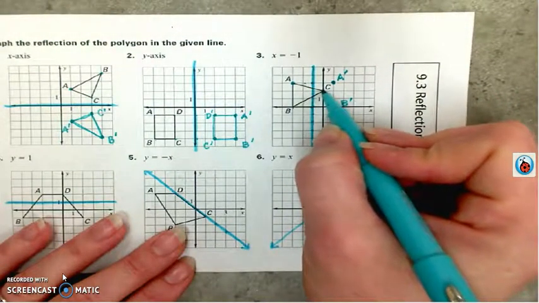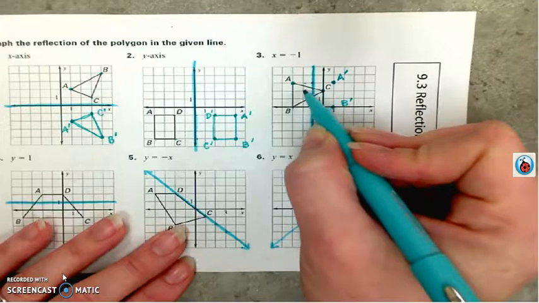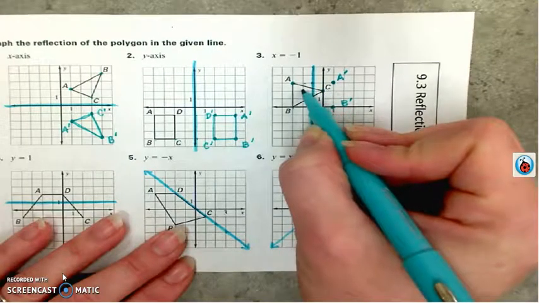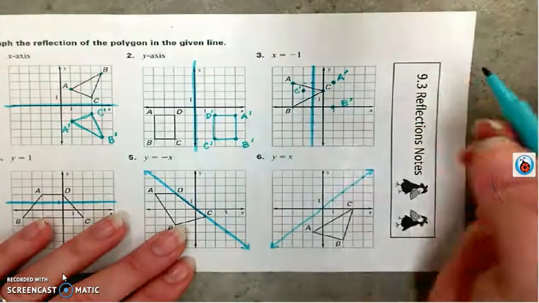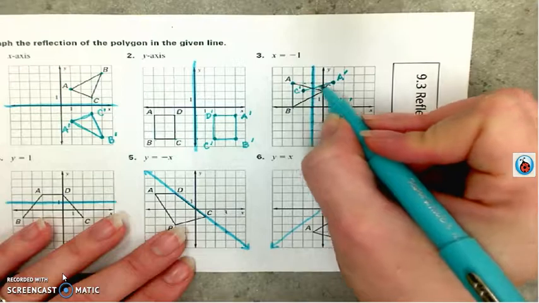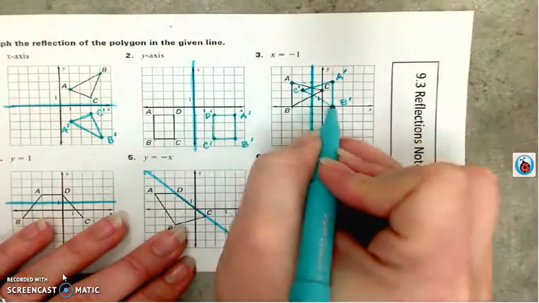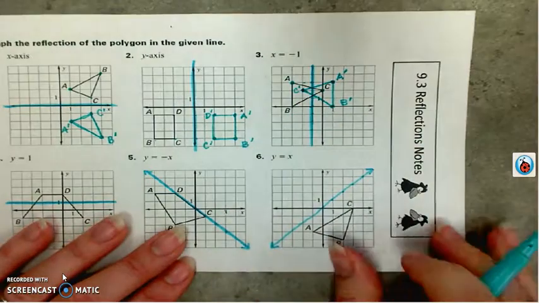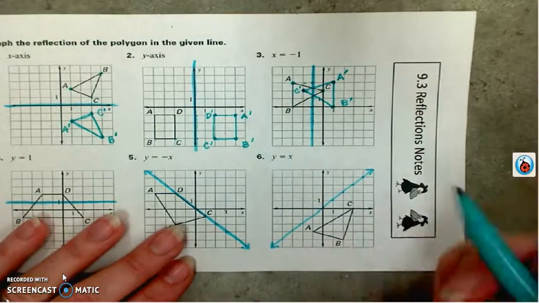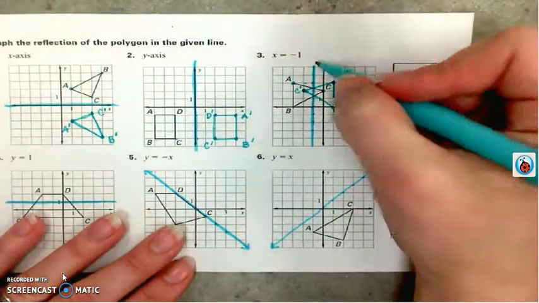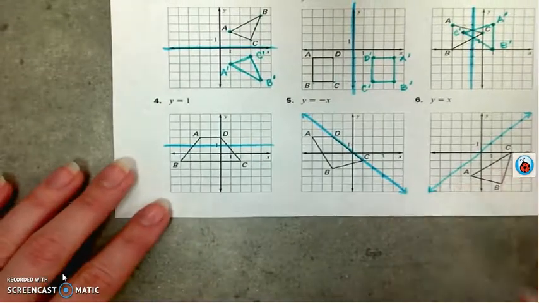Now what happens to C? When you fold it, C shows up on the other side of the line, only that's, in this case, the left side of the line. So this one might feel a little bit awkward because the image and the pre-image overlap. But you should expect that if your line of reflection intersects your shape. Number 4, we've got that happening again.